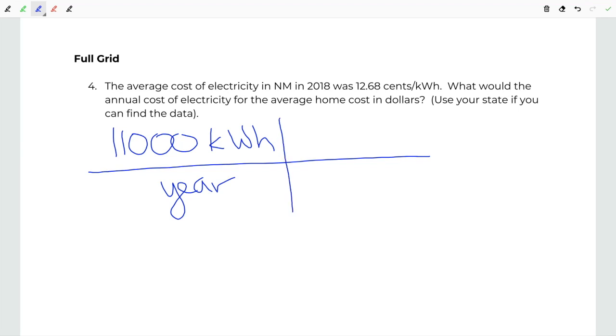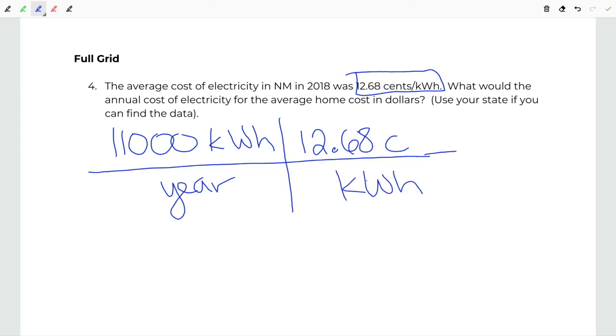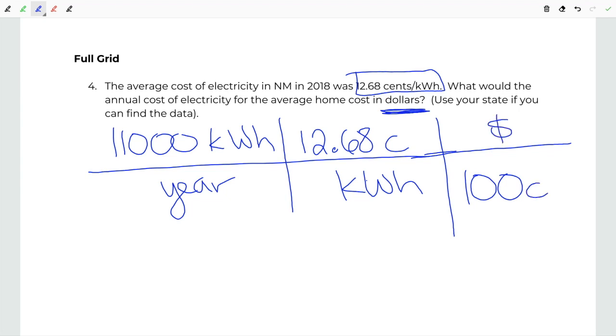And so now we know that electricity costs 12.68 cents per kilowatt hour. And we want to have this final outcome be in dollars. So we know that there are 100 cents per $1.